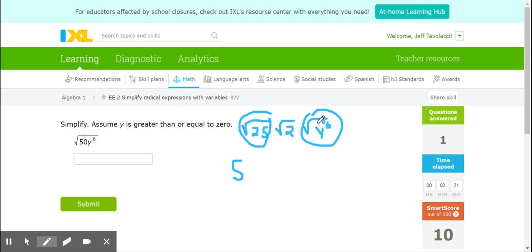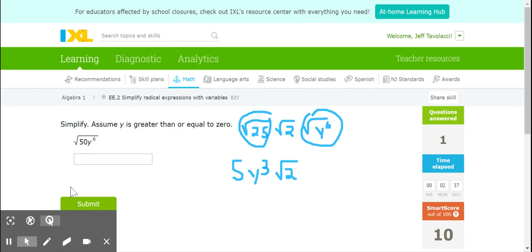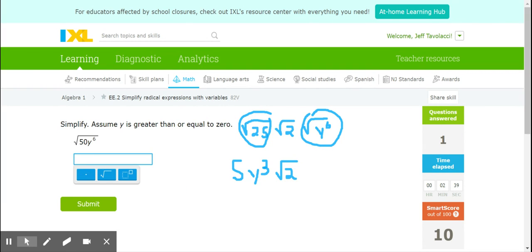Square root of y to the 6th we can take, divide the exponent by 2. 6 divided by 2 is going to be 3. So the square root of y to the 6th is going to be y to the 3rd power. I know that looks sloppy. Square root of 2 we can't take, so it stays underneath the radical. So 5y to the 3rd power times the square root of 2 is going to be our solution.